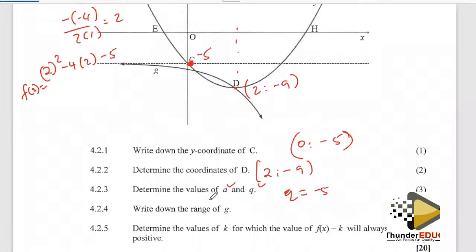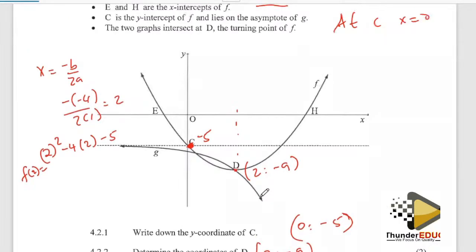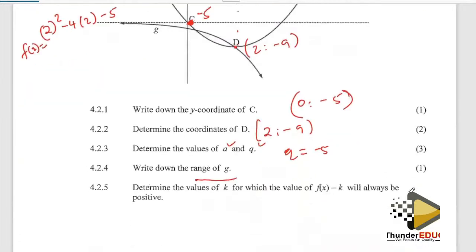Then they want us to get the range of g. Now, when they talk of range, they are referring to the output values or the y values for which the graph of g is valid. What I can see is that below the negative 5, this graph can continue and move downwards and downwards. So I can just say that y should be less than negative 5. As long as y is less than negative 5 is good enough.